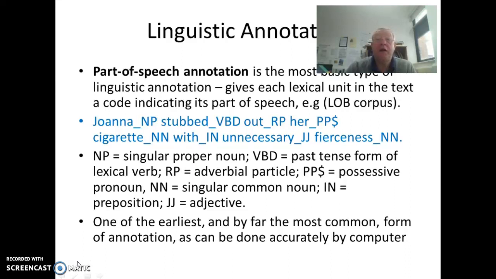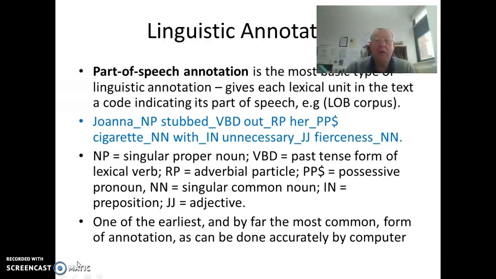Part of speech annotation is the most basic type of linguistic annotation. It gives each lexical unit in the text a code indicating its part of speech. For example, an excerpt from the LOB corpus reads, "Joanna stubbed out her cigarette with unnecessary fierceness." The notation Joanna_NP shows that Joanna is a singular proper noun.